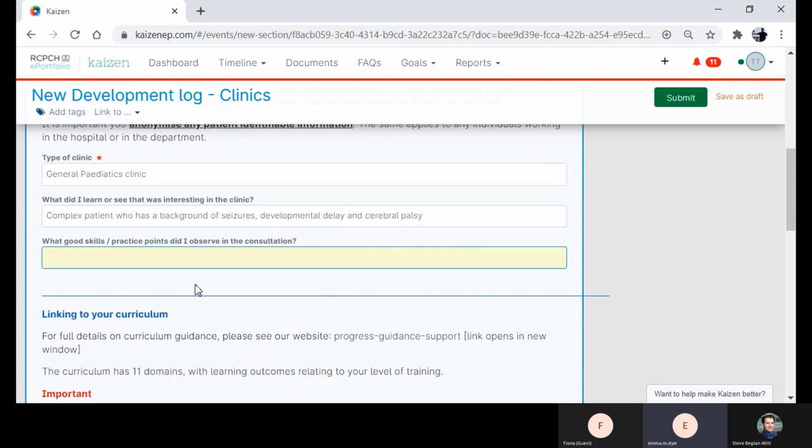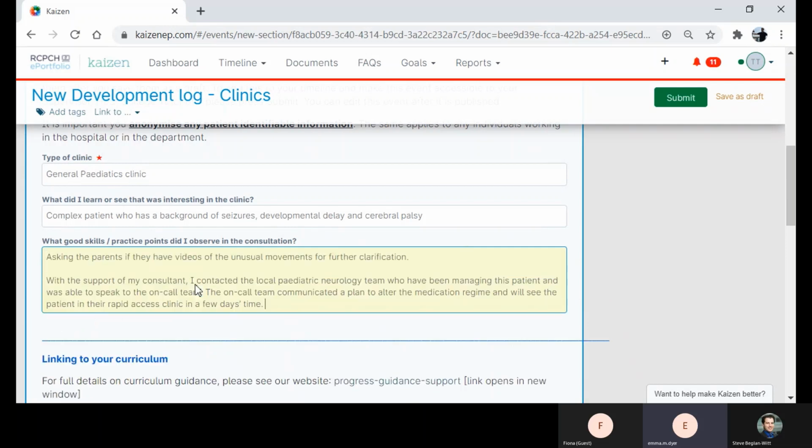The trainee reflects on this in a developmental log specific to clinics. In particular, they reflect on the importance of collaborating with the specialist team to work out the best care for this patient. In being able to do this in a timely fashion, the patient was able to avoid coming into hospital while still getting the input that they needed.